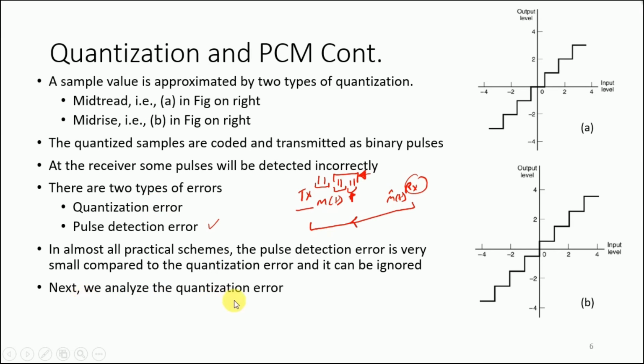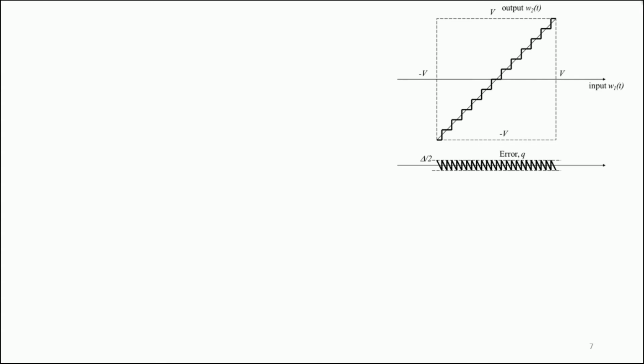So next we analyze the quantization error. This figure is identifying the quantization aspect, that is, on the x-axis you have the input signal and on the y-axis you have the output signal. So for example, at this point the straight line is identifying the message signal and the staircase is identifying the quantizer behavior. At this point the error is 0 because both of these lines, the staircase and the straight line, are intersecting.